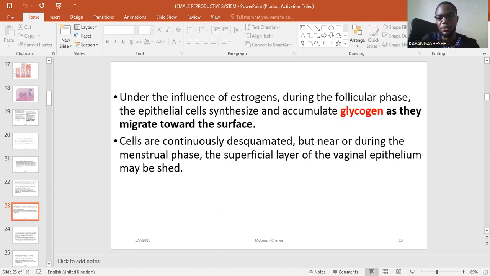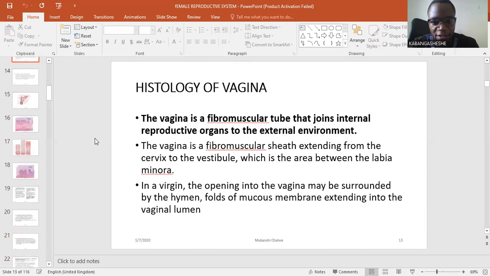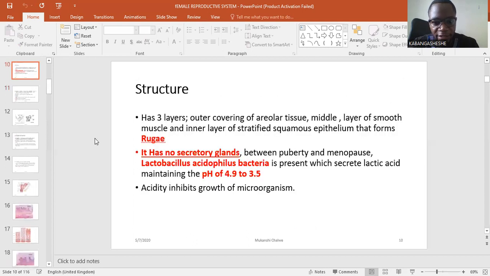Okay, so this glycogen is stored in this muscle layer as well as in the epithelial layer or the mucosa layer, if you like. In addition to that, we are going to find various microorganisms in the vagina. We have bacteria as well as fungi. So there's a bacteria known as Lactobacillus acidophilus. This is a normal flora in the vagina, and it helps to maintain the pH of the vagina, which is ranging between 3.5 and 4.5.